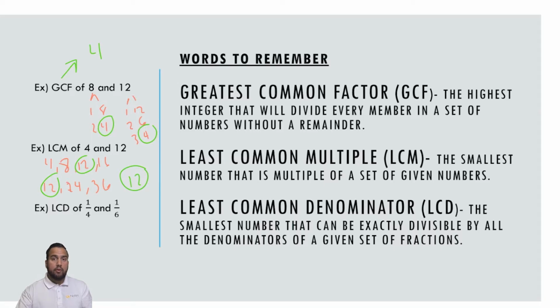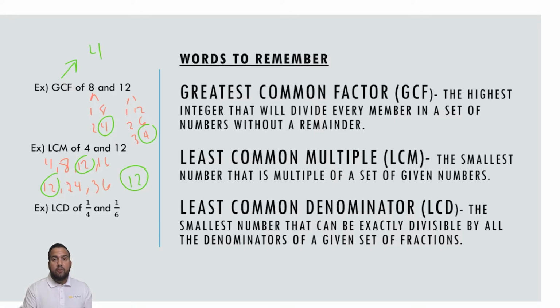And it could be its own number. So remember, least common multiple is counting by that number or multiplying by that number. And greatest common factor is a common factor that they have in common. Sounds good? Now the last one is least common denominator. Least common denominator is the smallest number that goes into your denominators.